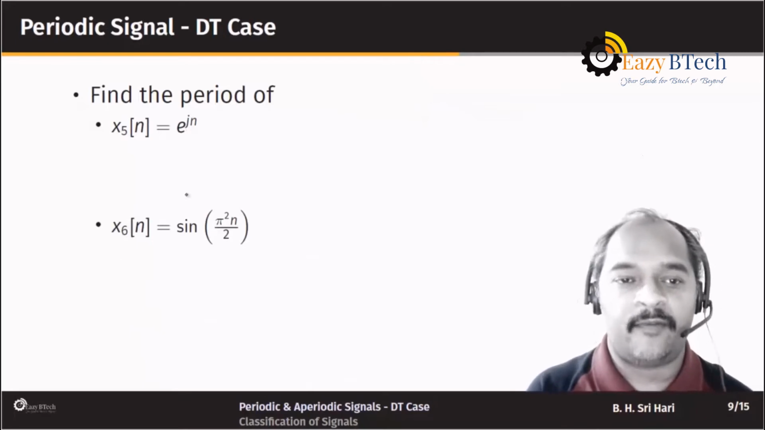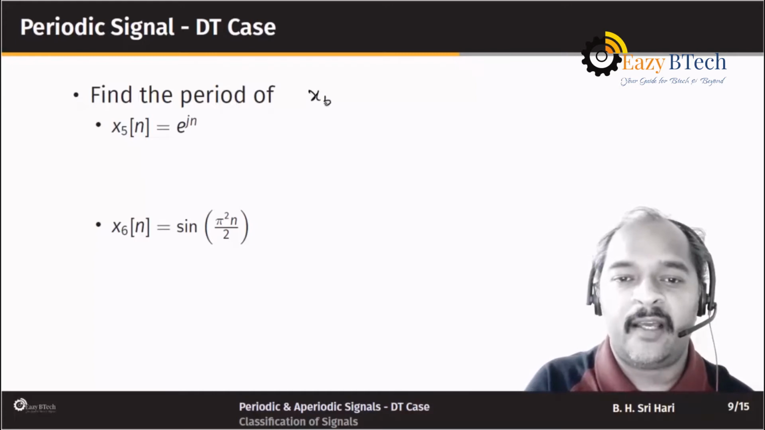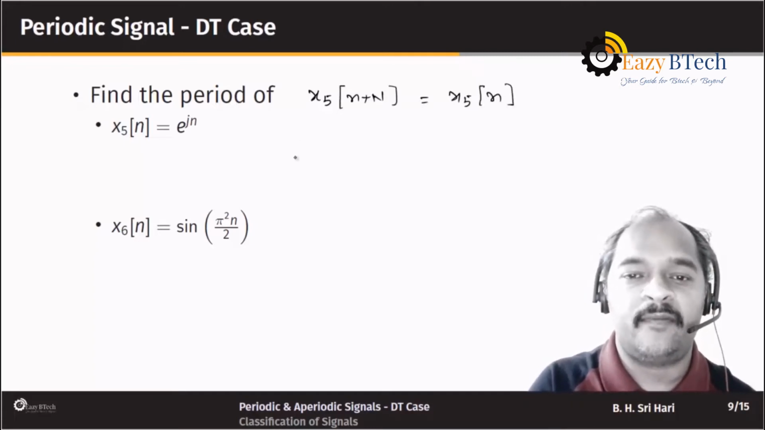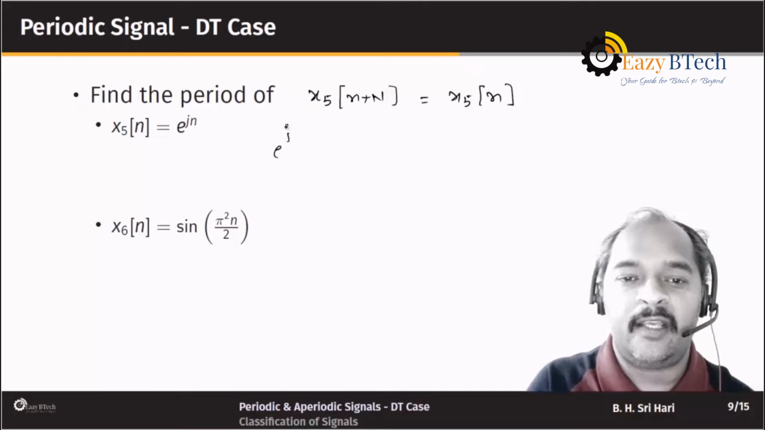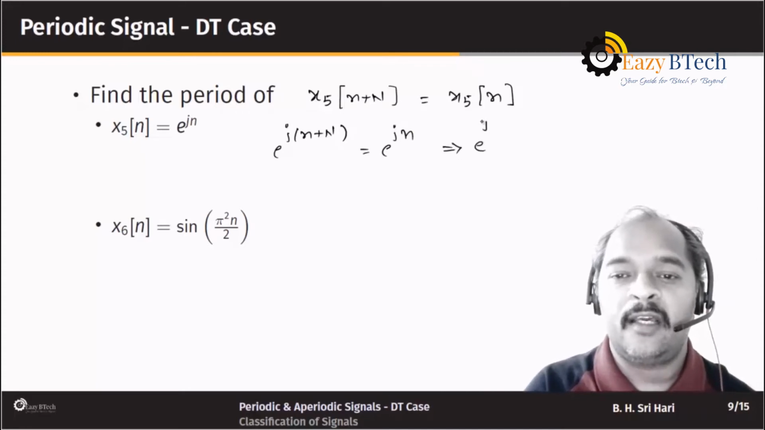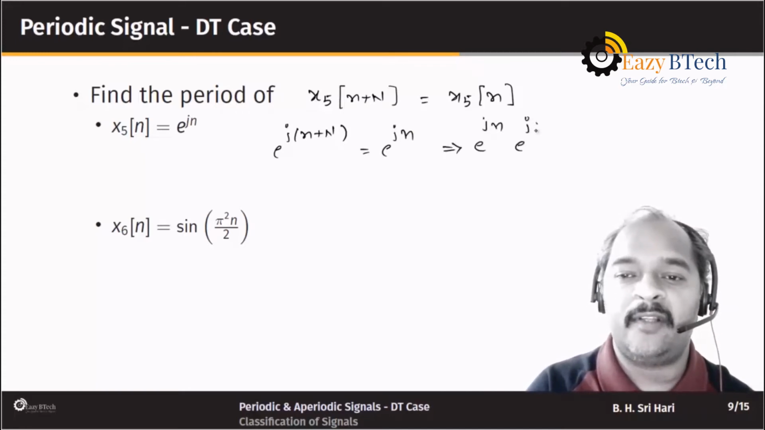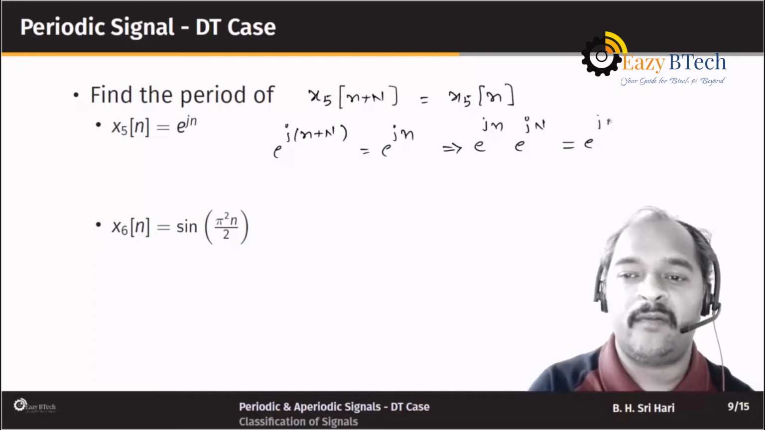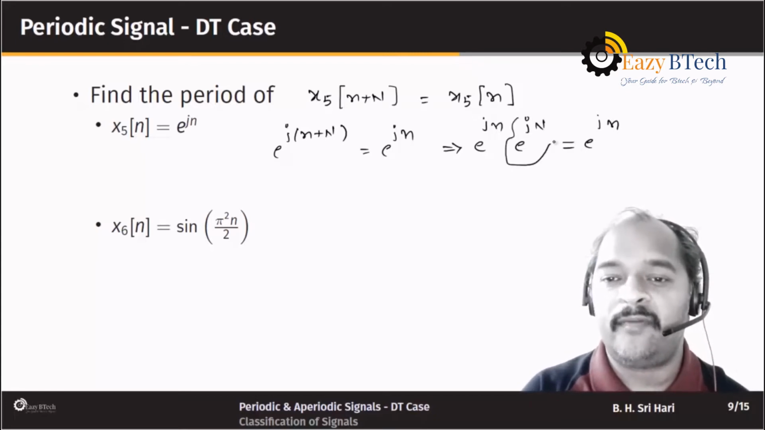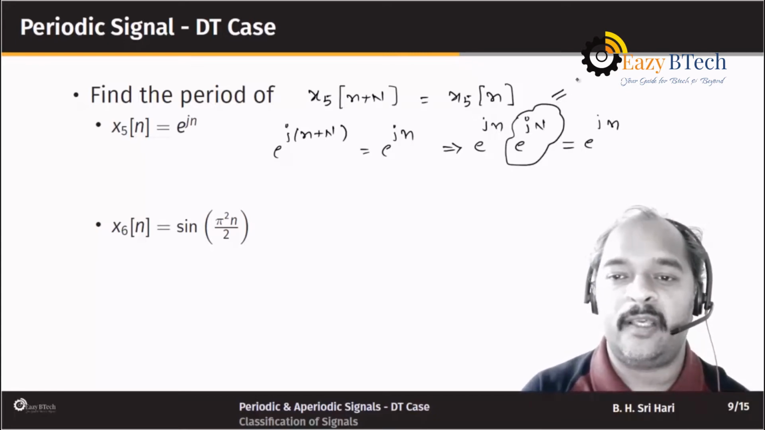Okay, now let us take a few more examples. x5 of n, what is the requirement again? x5 of n plus capital N should be equal to x5 of n. If you replace n with n plus N, you get e power j times n plus N should be equal to e power jn. So this implies e power jn multiplied with e power jN should be equal to e power jn. What is the requirement? We want this factor to be equal to 1.